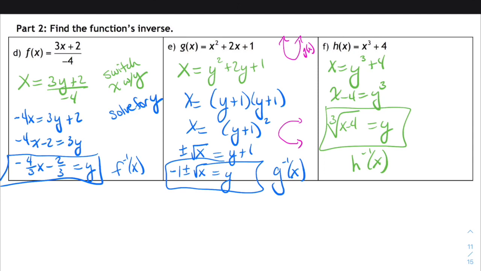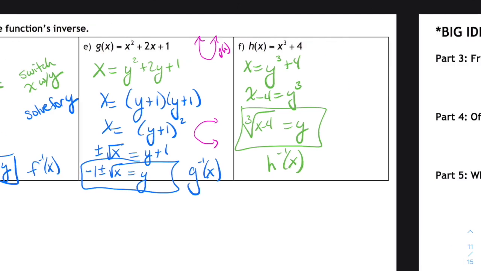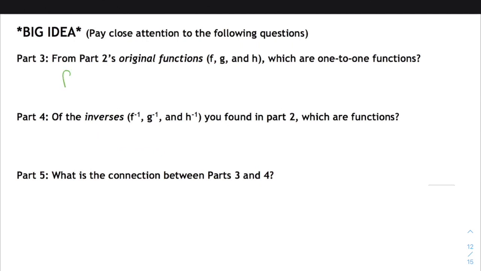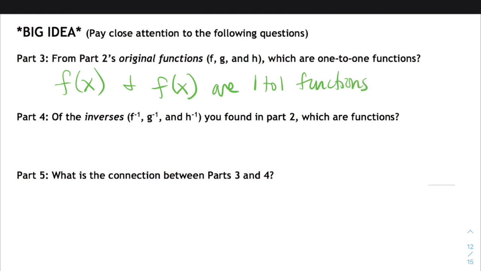Okay, so if we're looking at the definition that we had talked about, those are the ones that are going to satisfy it. So f of x and h of x are 1 to 1 functions. Now, of the inverses, which ones are functions? I wrote f of x and f of x. Oh my goodness. f of x and h of x, pardon me.